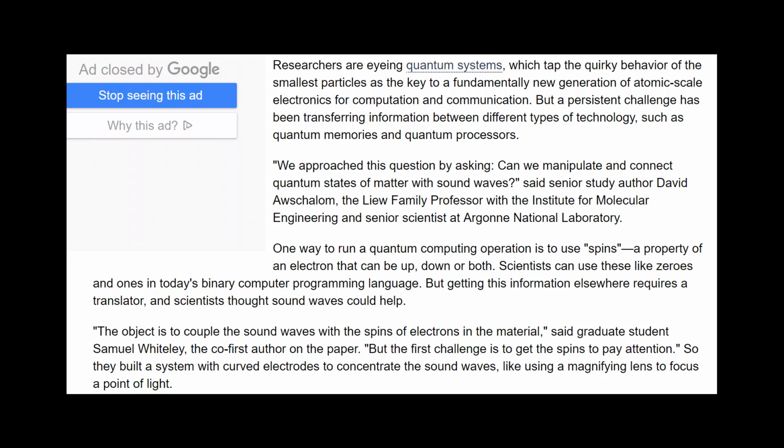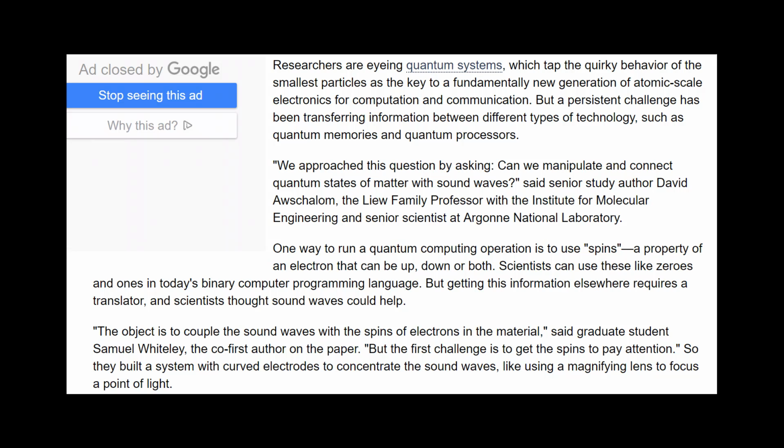So they built a system with curved electrodes to concentrate the sound waves, like using a magnifying lens to focus a point of light. So what they have here is your spins, which is electron vortices. That's what I say it is. It's a vortex that is rotating matter. And now they're saying they thought sound waves could help.